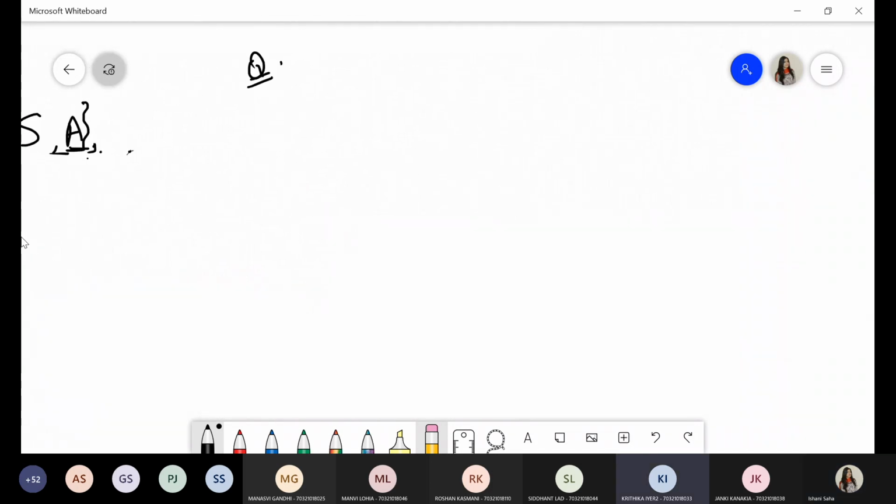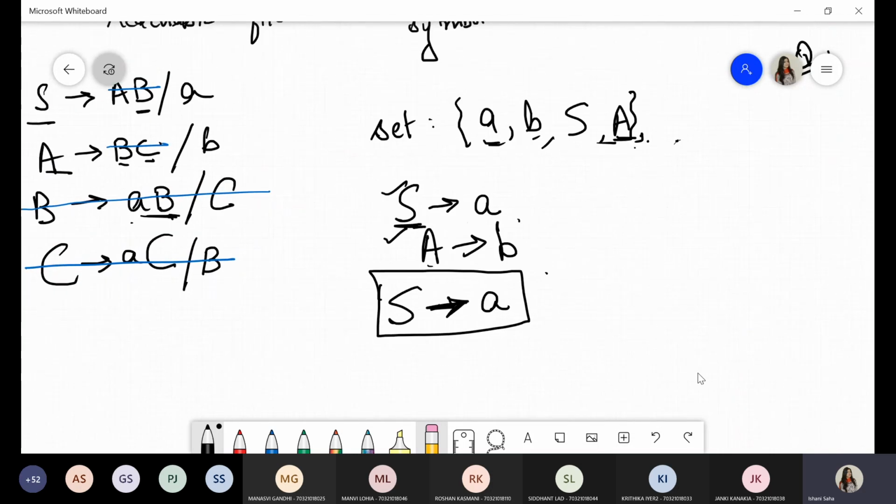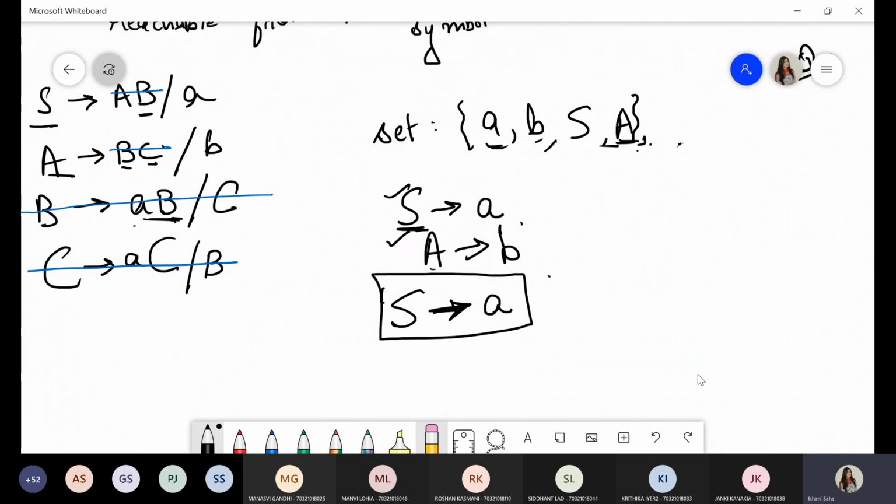Ma'am, could you please explain how we got the set? Okay, so the set will start with all the terminals. Terminals were what? Small a and small b. Then any other non-terminal which is generating these terminals directly: yes, S is generating and A is generating. So S and A are also included. Now with all these four elements of the set, am I able to generate any other production? If yes, then you include that also in the set. Otherwise, you leave the set as it is. Okay, got it. Thank you, ma'am.